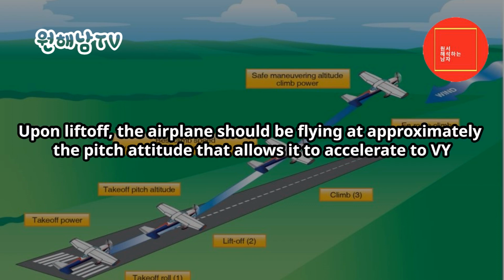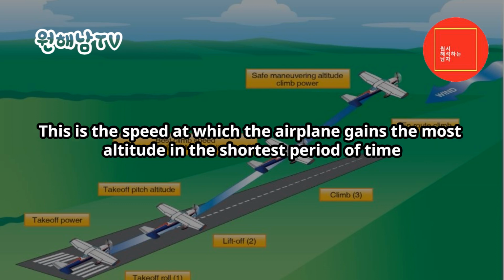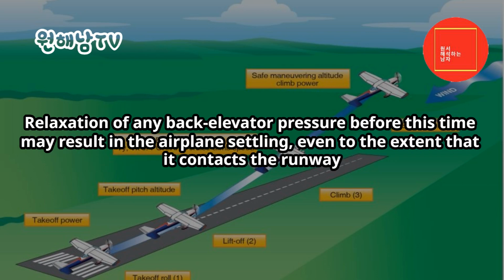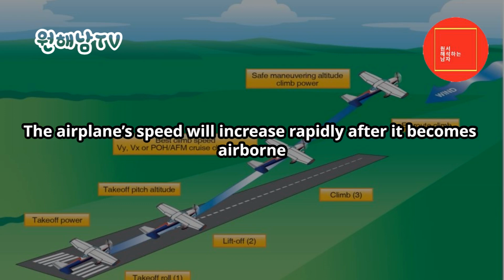Initial climb. Upon liftoff, the airplane should be flying at approximately the pitch attitude that allows it to accelerate to Vy. This is the speed at which the airplane gains the most altitude in the shortest period of time. If the airplane has been properly trimmed for takeoff, some back elevator pressure may be required to hold this attitude until the proper climb speed is established. Relaxation of any back elevator pressure before this time may result in the airplane settling, even to the extent that it contacts the runway. The airplane's speed will increase rapidly after it becomes airborne.